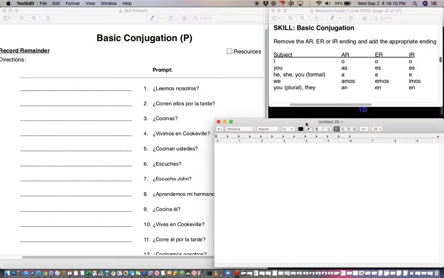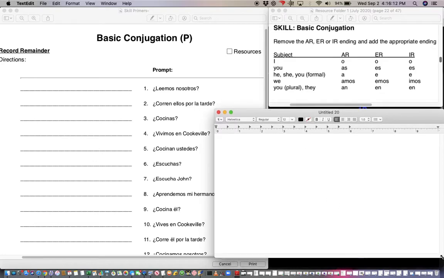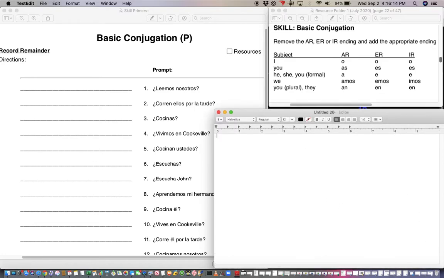All right. Now, we're just going to pick some verbs. So the first one, how about we pick the verb for to cook, cocinar. This is to cook. This is an AR verb. We can tell because it ends in AR. So we're going to take off that AR and we end up with cocin.